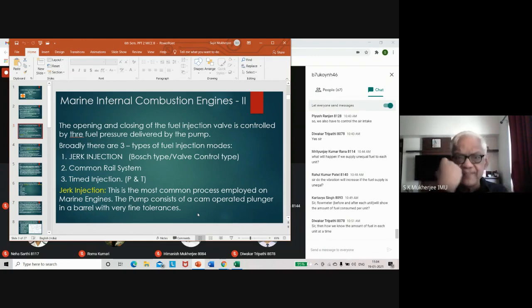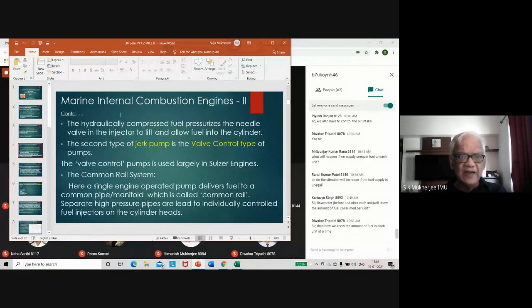The plunger and the barrel come as one unit, and they are matched to maybe 1 micron clearance, or just working clearance. Okay. So this is the most common. The pump consists of a cam, plunger, and barrel.